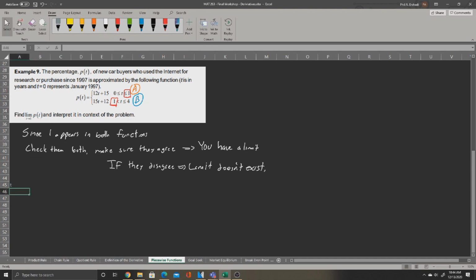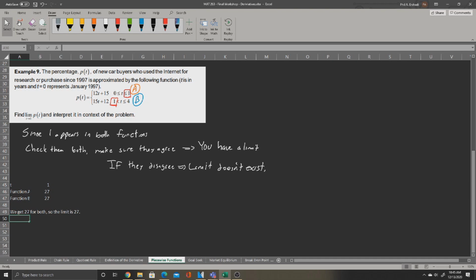Let's put our t here, function a here, and function b here. So let our t be 1. Type in function a, which is equals 12 times t, add 15. And then do it again for function b. So equals 15 times t, add 12. And we get 27 for both. So the limit is 27. Now, if those two numbers weren't the same, then there would be no limit. It wouldn't exist.